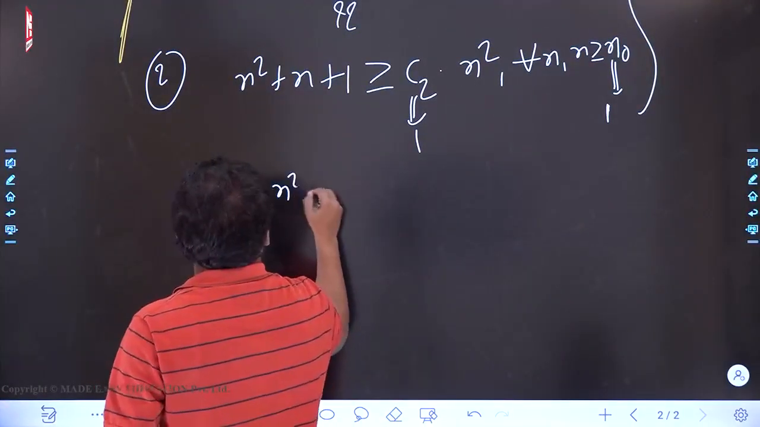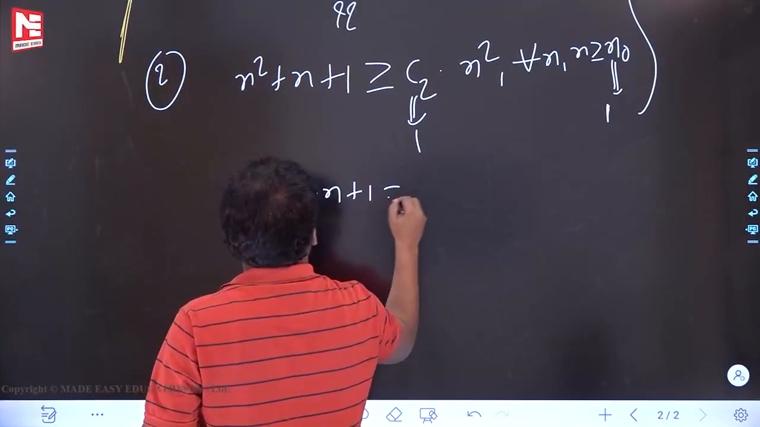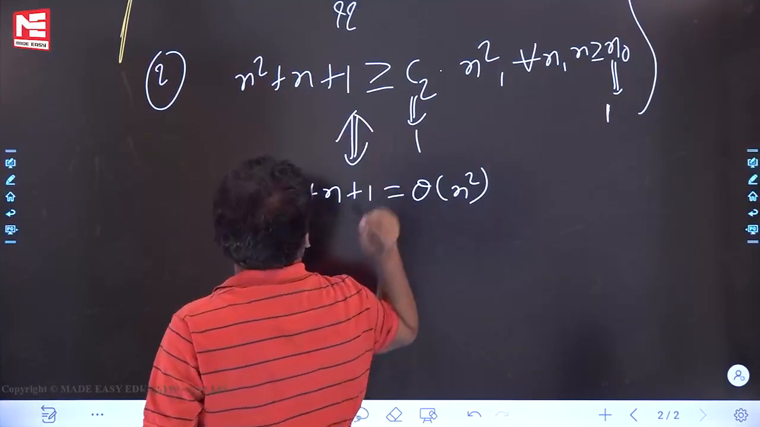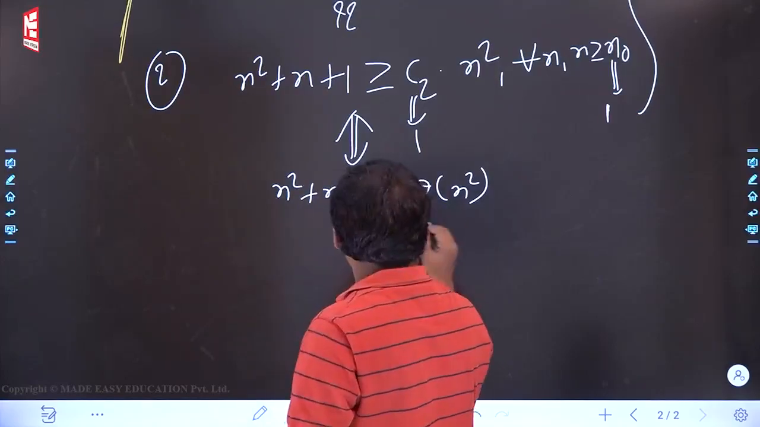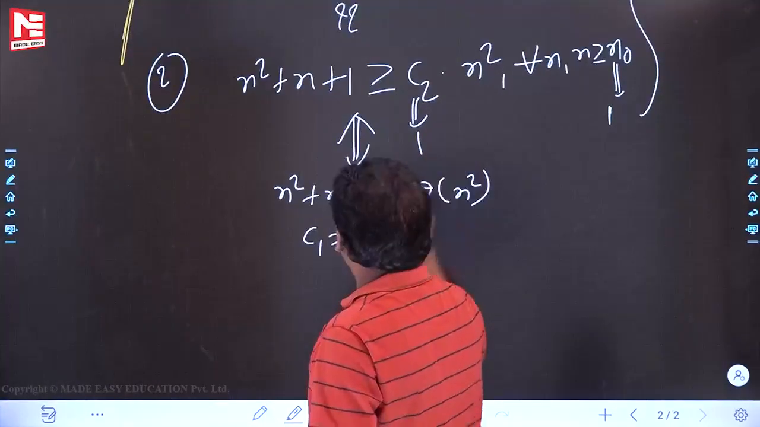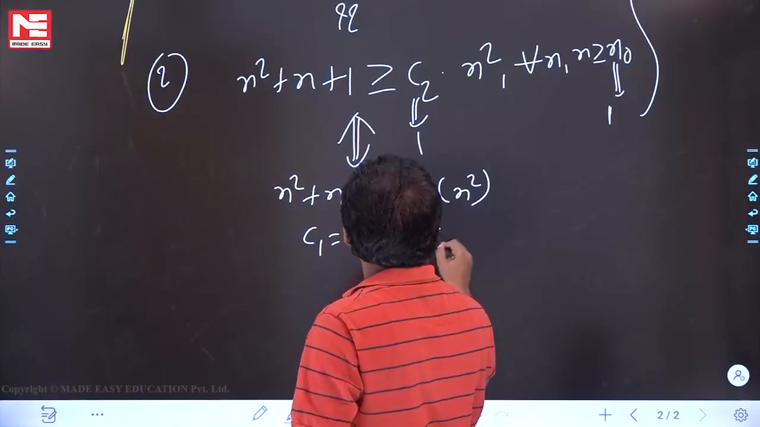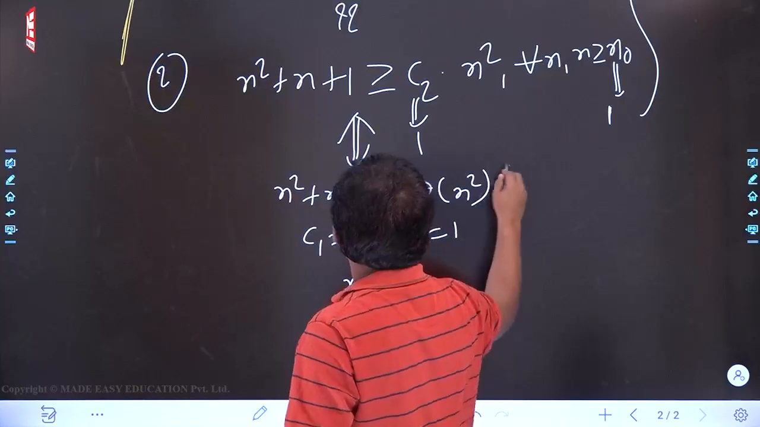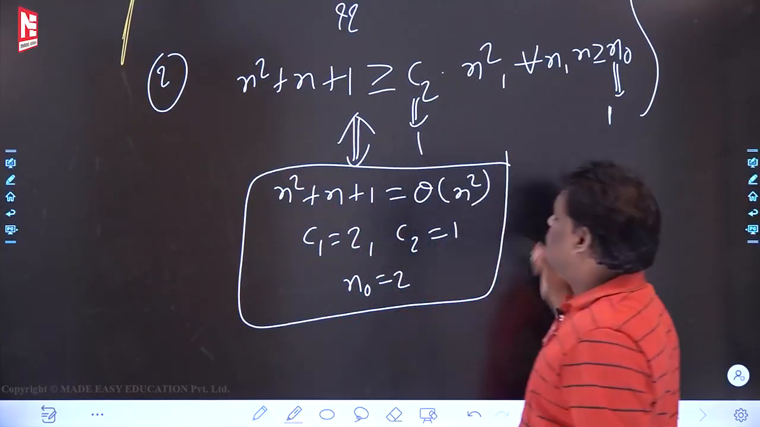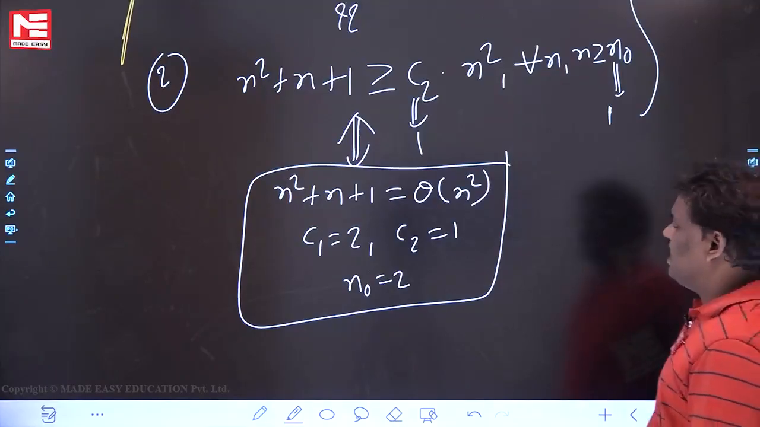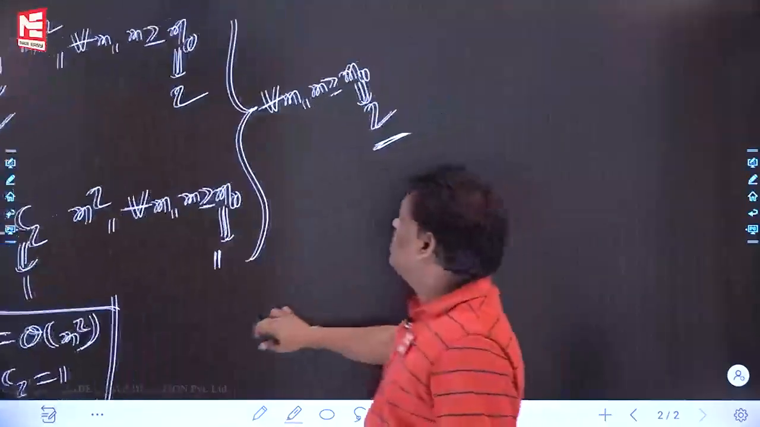F of n, n square plus n plus 1, is theta of n square. Theta of n square, right? Some people are asking, sir, how can you say? For the C1 is equal to, what is the answer? C1 is equal to 2, big O possible. C2 is equal to 1, omega possible. Right? What is the n0? 2. Right? Big O omega possible. From the 2 onwards, so I can say theta. I am thinking that you are really fine with the theta.